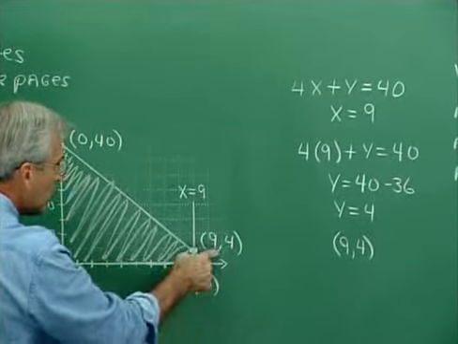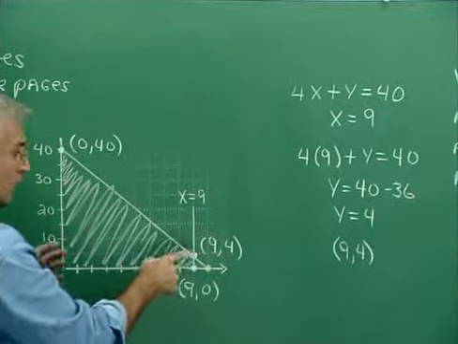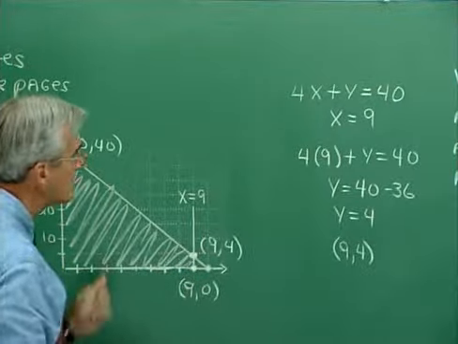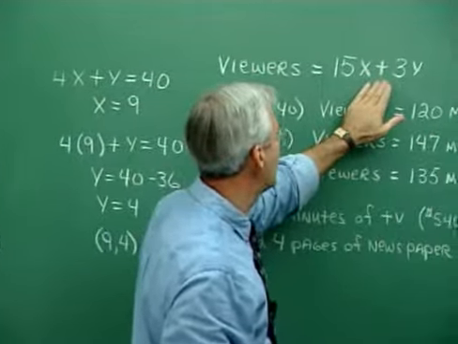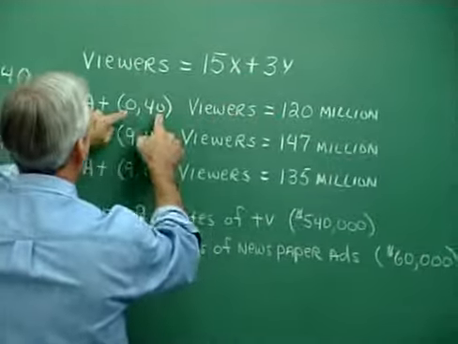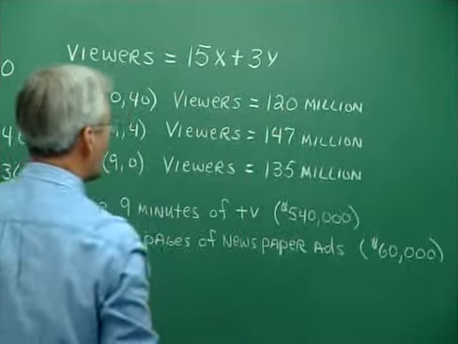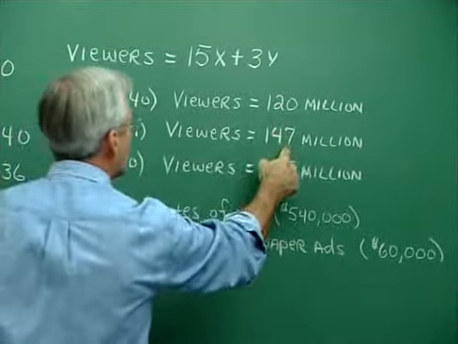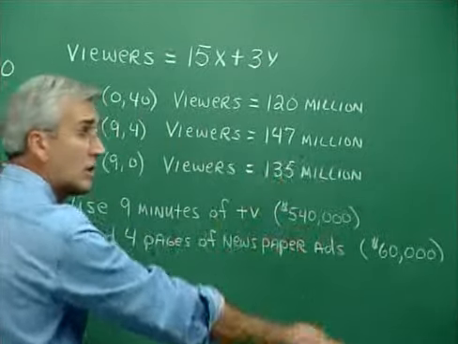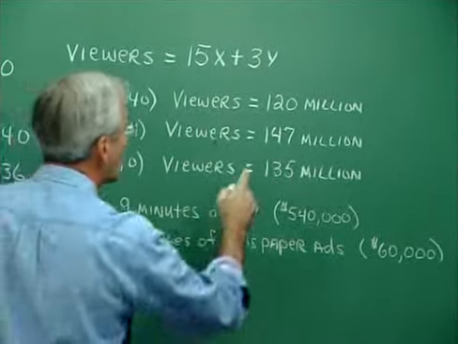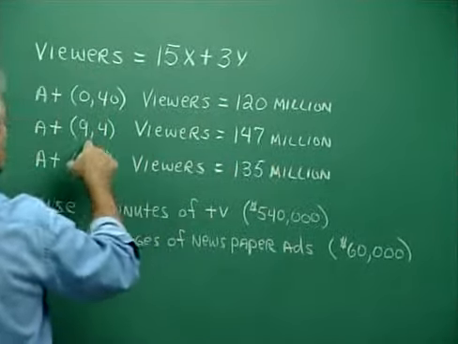All right, now we want to evaluate our objective function for the values given by the coordinates of these 3 points. And here's how that works. So the number of viewers is 15x + 3y at the point (0, 40). 0 replaces x and 40 replaces y, so the number of viewers would be 120 million. And at (9, 4), the number of viewers is 147 million, and at (9, 0), 135 million. We want to maximize the number of viewers. The maximum number of viewers, 147 million, is found at the point (9, 4).